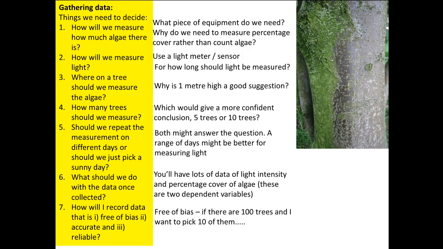So anyway, number 2. So free of bias, we have to get randomness into it, and we have to use something called a random number table. Next is accuracy. If accurate, the percentage cover will be close to the true value. So I need to measure the algae and it needs to equal what's there. Okay, I'm going to come to that in a second. On the next slide, we'll hit accuracy.